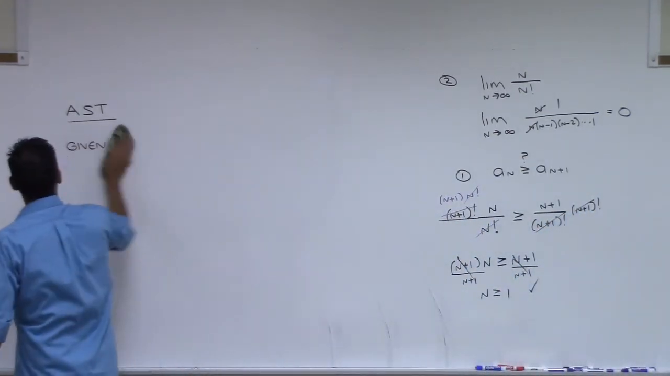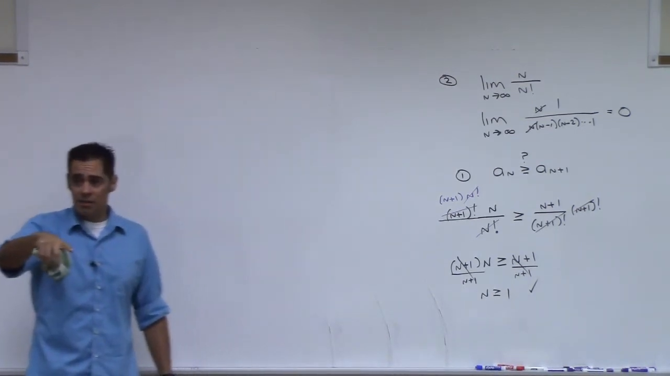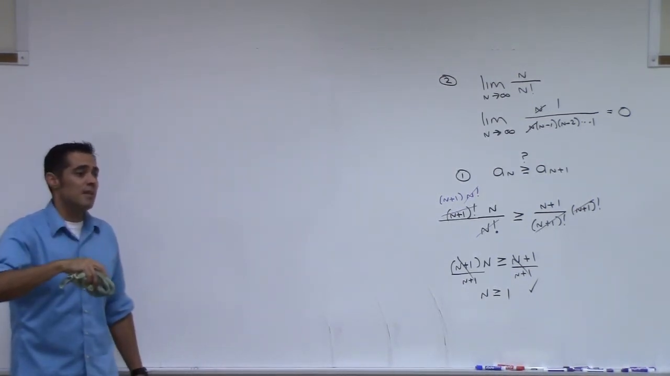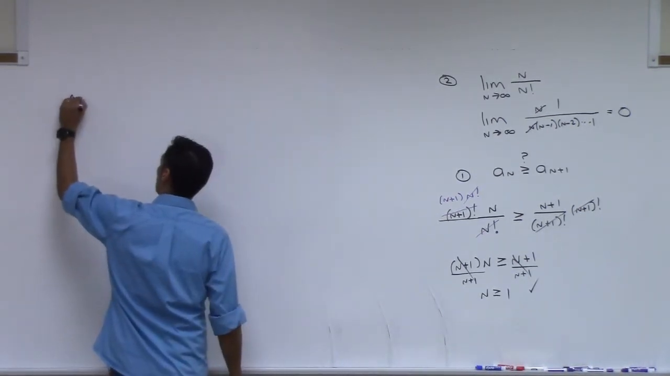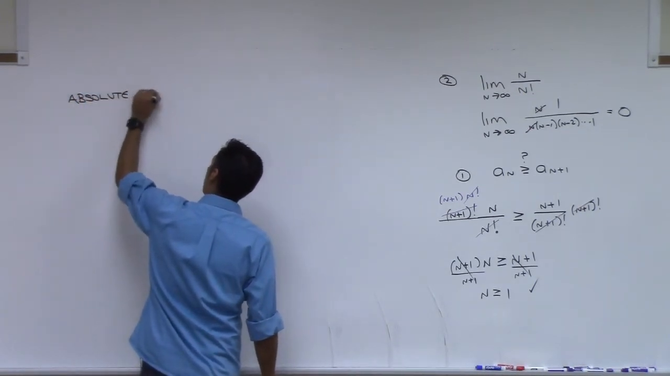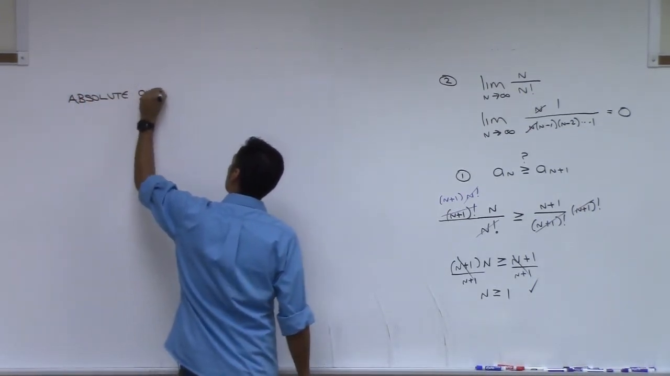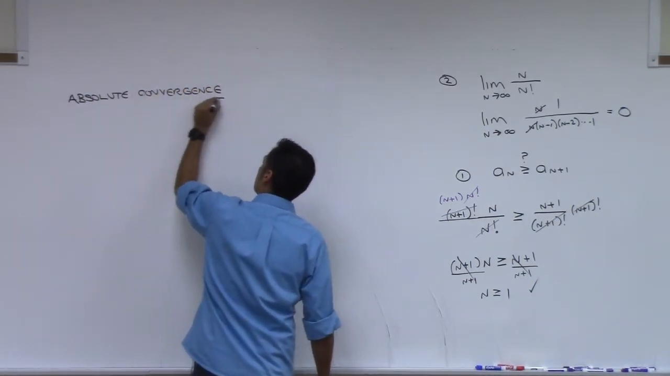All right, the next topic here is not a new test, okay? Right now, we're just going to get some definitions out of the way. So the first definition is called absolute convergence. Okay, so this is a definition.